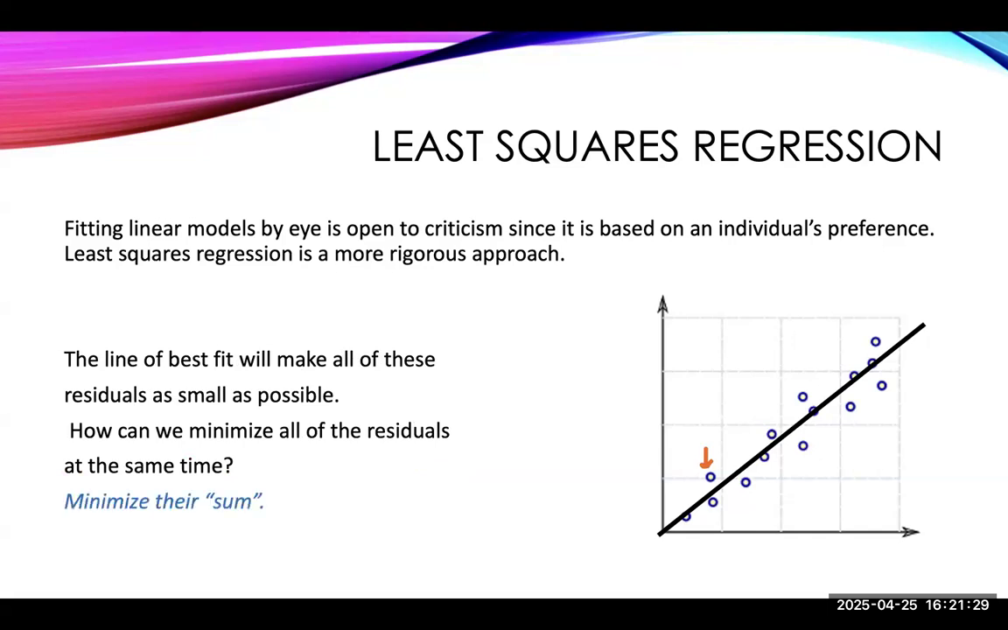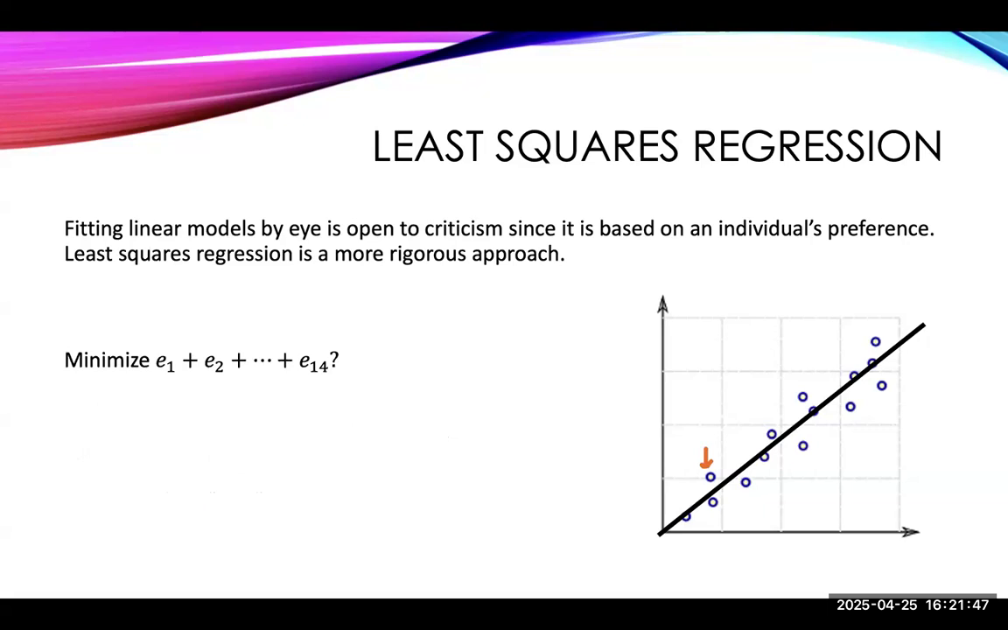Well, one idea is to minimize their sum. So for example, E1 plus E2 plus E3 and so on. So this is a good idea. It just turns out that because we can have negative residuals, like let's say, for example, this guy right here, his residual, let's say, is +1, and the one underneath, his residual is -1, let's just say. Well, they will cancel out each other. And we don't want to get a sum of 0 unless all the dots live on the line. So we need to fix the problem with getting negative residuals.